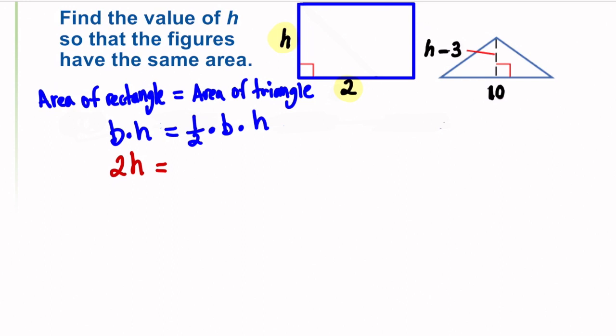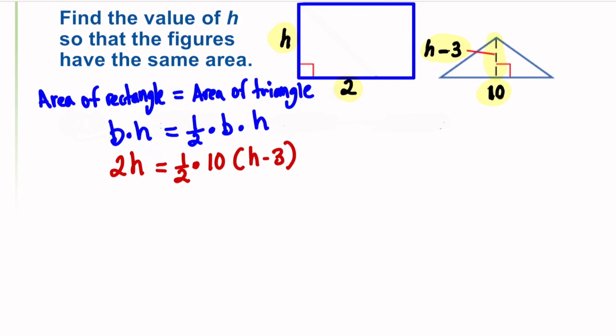So we're going to keep the 1/2, and the base of the triangle is 10, and the height of the triangle, how tall the triangle is, is h minus 3. So let's keep the 1/2 times the base, which we said is 10, and then times the height, which I'm going to put in parentheses because it's not just one single digit, it's h minus 3.